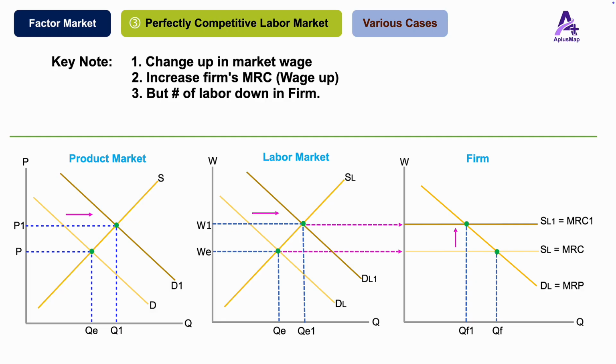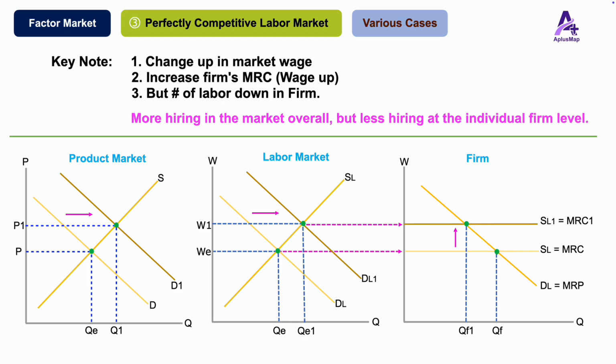Whoa. Okay, hold on. The market hires more workers overall, but the individual firm hires fewer workers. That seems weird. It does seem weird, but it makes sense if you think about costs. For the individual firm, the cost of its input, labor, just went up. Like if the price of coffee beans goes up for a single cafe, that cafe might brew less coffee, right? Right. Even if people overall are drinking more coffee, the higher cost forces the individual firm to scale back its hiring. Okay, that analogy helps. Yeah. Higher input costs for the firm leads to less hiring by that firm.